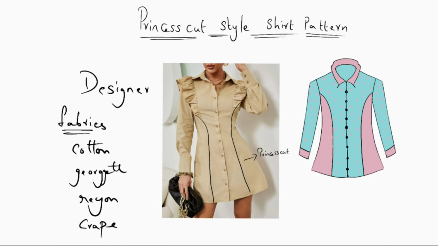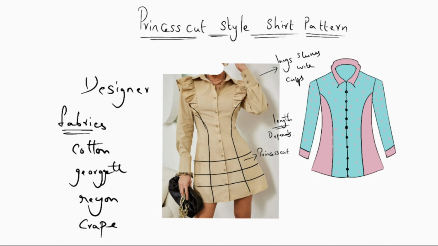That is called panel cut. So I am showing princess cut here. You can use ruffles on the shoulder also. About the shirt length, you can go from waist to below knee also. It depends on your desire which one you want to stitch. Long sleeves with cuffs, you can go with 3/4, you can go with half. Anything, you can go with your style, your desired design.